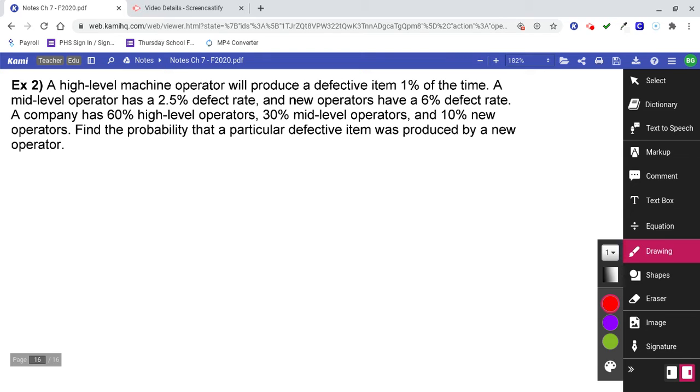So a couple of things. First of all, this looks like it's going to be really complicated, but when you start breaking it down, how many things are there in this problem? How many different things are they talking about? You see 3 different things? High level, mid-level, and new. Okay. So if you can recognize that there are 3 things, that's a big deal, because you would know there are going to be 3 things added on the bottom of that fraction.